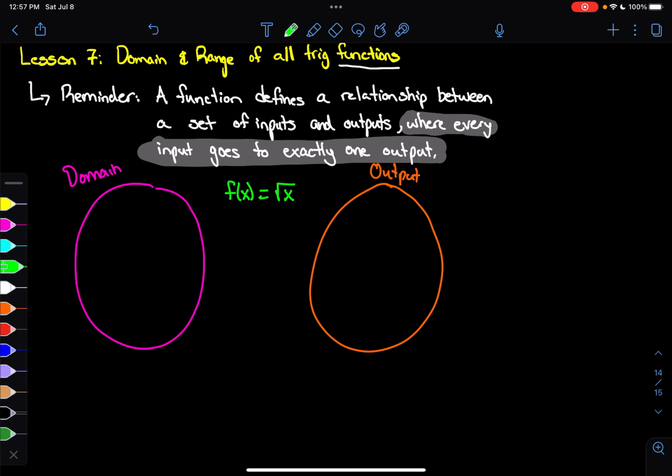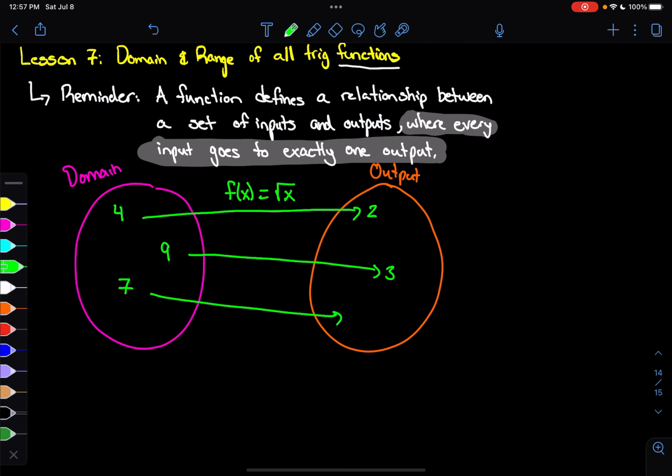So the first thing we would need to do is understand what x values we can actually put into this. Can we put in 4? Absolutely, right? Can we put in 9? Yeah, sure, why not? Because 4 goes to 2, and 9 goes to 3. Could I put in 7? Absolutely, 7 just goes to the square root of 7, which is a number, that's fine.